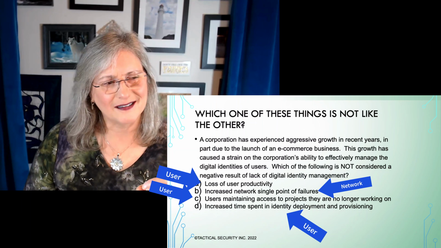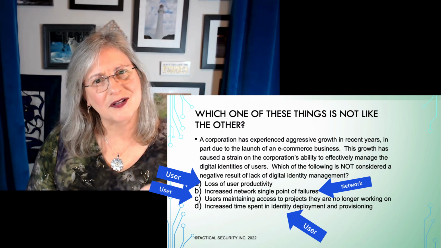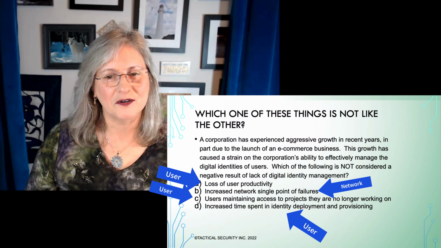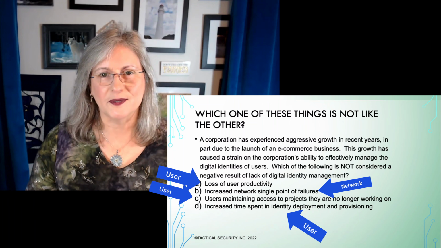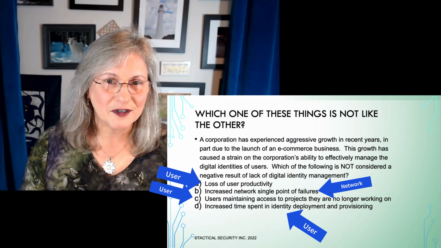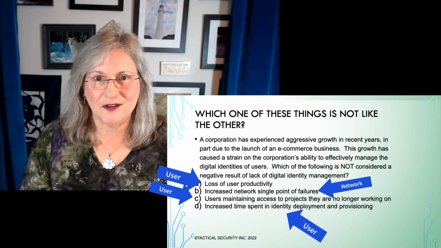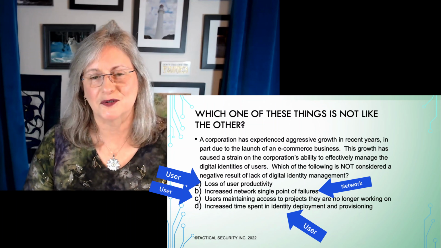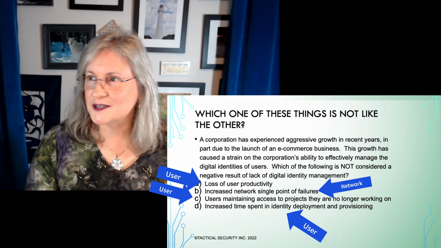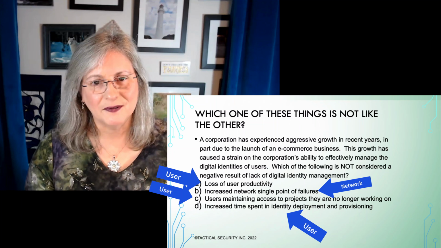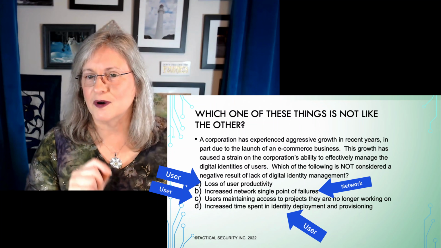Now, they're not users. It's not usually the word we apply to them, but they're administrators. But if we looked at them across the business, they're people. They're users. They're users of the network. Their job happens to be setting up access control. A is about people. C is about people. D is about people. B is about the network.